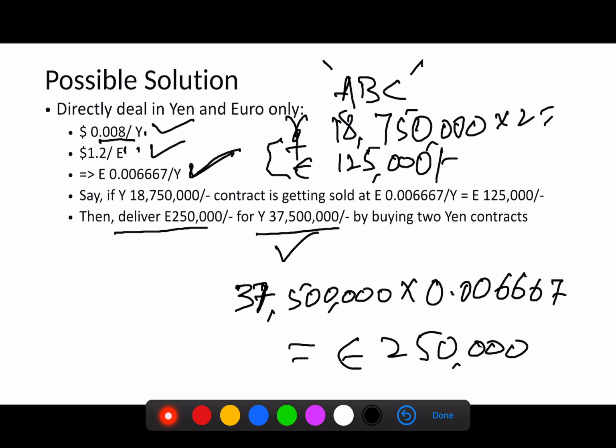So you are actually entering only 2 contracts where you are buying 2 future yen contracts, which will enable you to get 37,500,000 Japanese yen, and you need to pay in return 250,000 euros. So this is one possible solution. Find such an exchange where the transaction can be done directly between euro and Japanese yen. In this case, through the cross rate, you will be able to find the exchange rate between these 2 currencies.